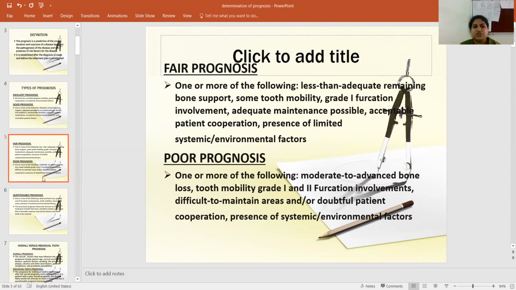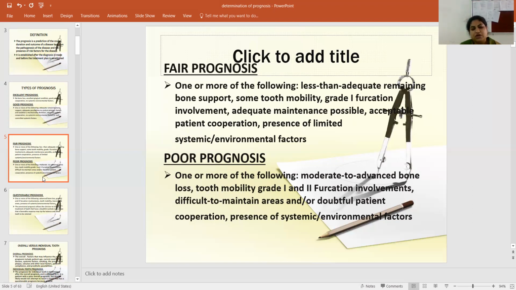So fair prognosis means there is less than adequate remaining bone support, there can be grade 1 mobility, and with the bone loss there will be grade 1 furcation involvement. But with thorough scaling, root planing, and professional mechanical plaque control, proper maintenance is possible with the use of interproximal dental aids, and the patient is very cooperative. And if the patient has mild diabetes or mild systemic disorders, they are also well controlled. So this is fair prognosis.